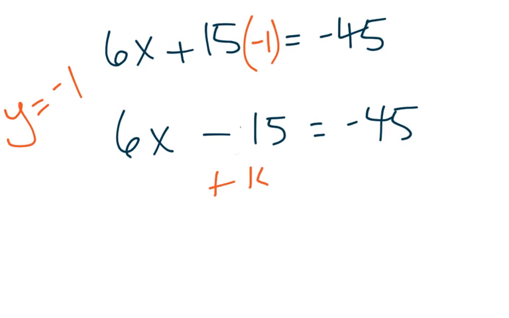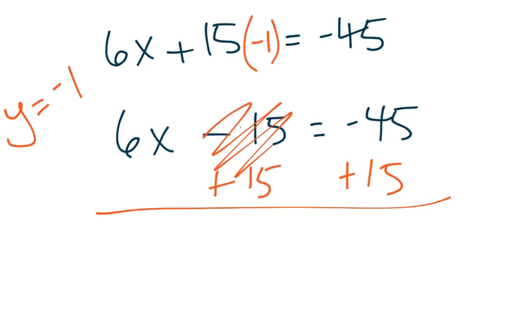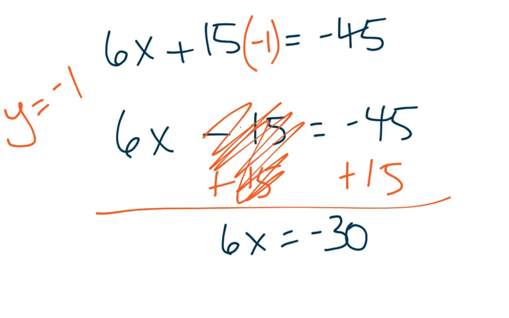So we're going to add 15 to both sides. These 15s go away. And then we get 6x equals -30, because -45 plus 15 is -30. Then we're going to divide by 6. And x equals -5.